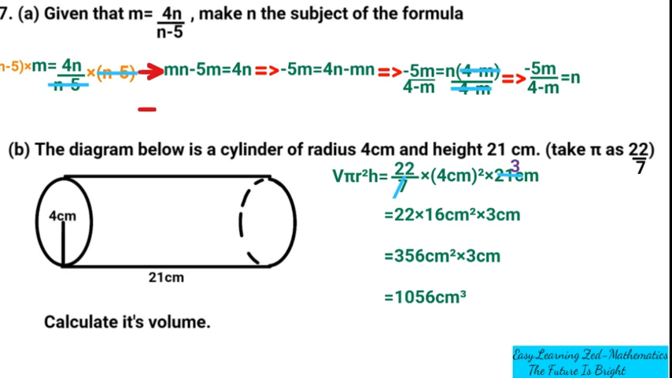So here I left the V equal, so there it should be V is equal to pi r squared h. That is the formula for volume. Okay, let's go to the next question.